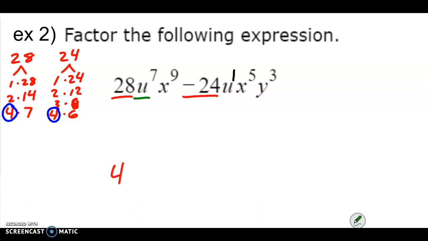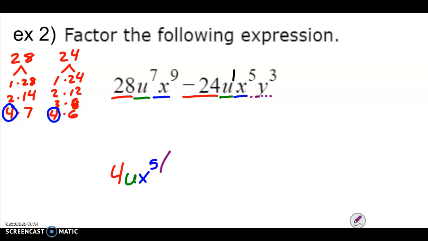For the u terms, the highest number of u's that both terms share is just 1. The first one has 7, but the second one only has 1, so they only have a single u in common. And then for the x's, we have 9 x's in the first one, 5 x's in the second one, so they both have 5 in common. The first one has 4 more, right? That'll come up once we factor, but they have 5 of them in common, so it would be x to the 5th. And that's it. The second one has y's, but the first one doesn't, so you can't factor them out.